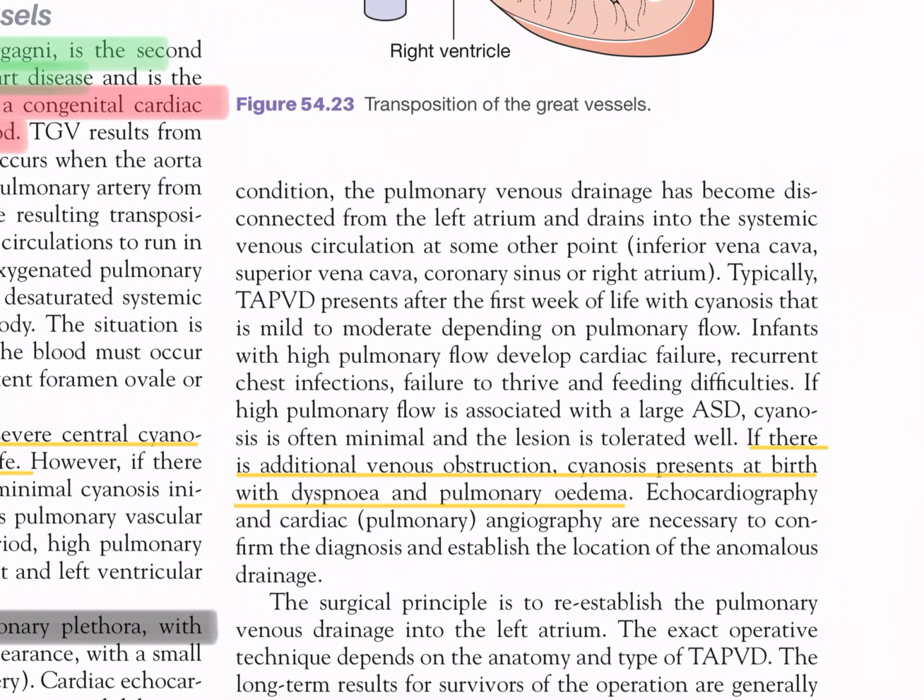Typically, TAPVD presents after the first week of life with cyanosis that is mild to moderate depending on pulmonary flow. Infants with high pulmonary flow develop cardiac failure, recurrent chest infections, failure to thrive, and feeding difficulties. If high pulmonary flow is associated with a large ASD, cyanosis is often minimal and the lesion is tolerated well. If there is additional venous obstruction, cyanosis is present at birth with dyspnea and pulmonary edema.